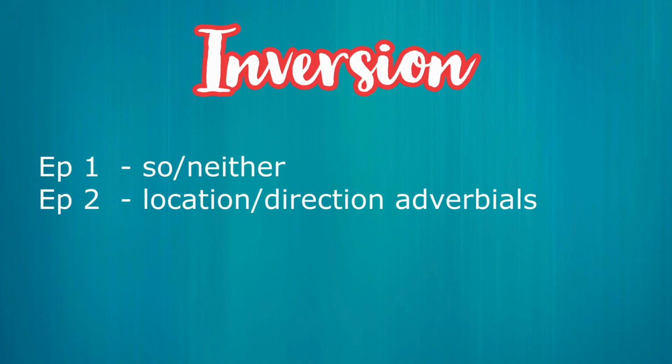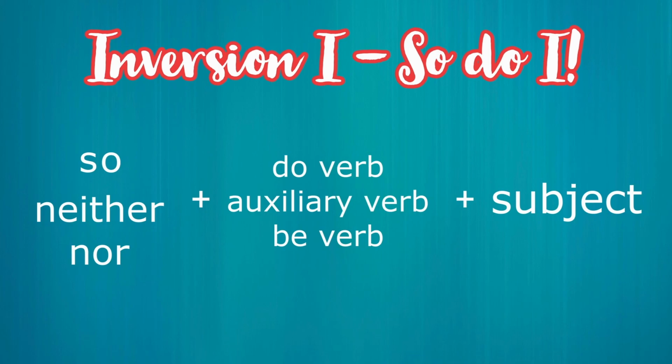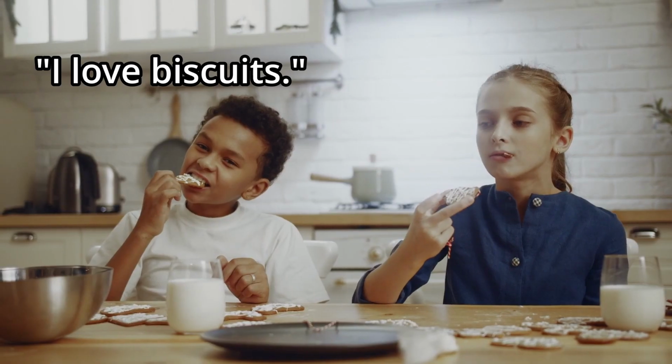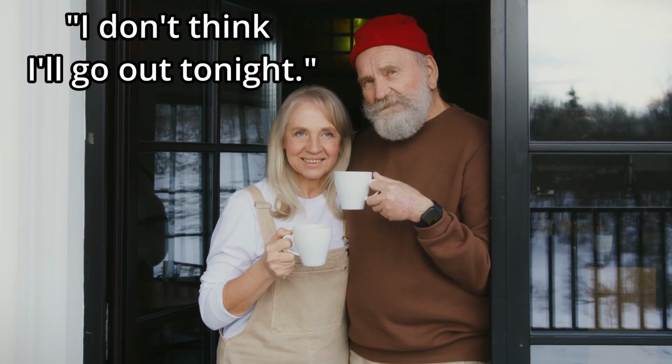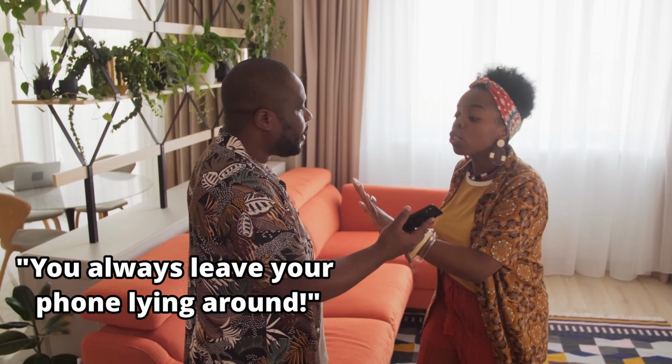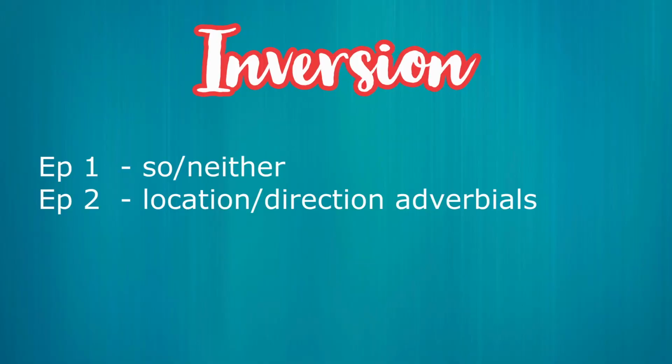This is the second part in a short series on inversion, exploring the different ways it gets used in English. The first part looked at the way inversion gets used with expressions that show concurrence between things, the "so do I" type of inversion. This video will look at inversion after adverbials of location and direction. If you saw my video on word order, you may remember me mentioning that adverbials play an important role in inversion, and this video will show you exactly what I meant.